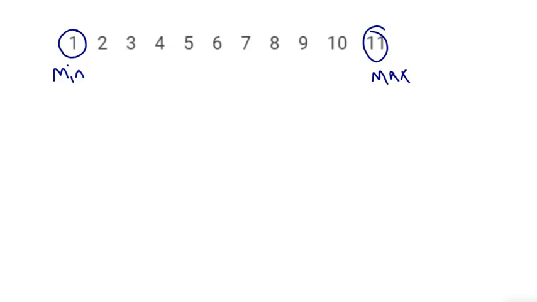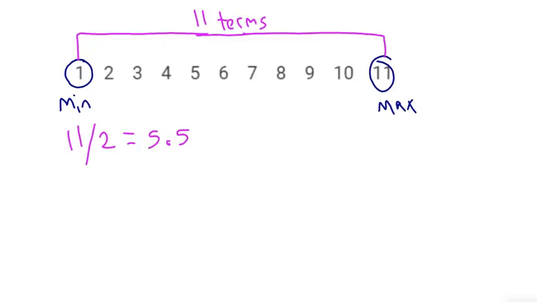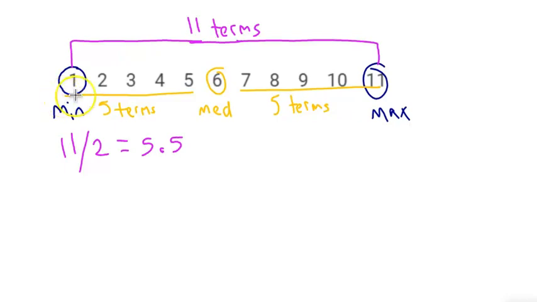To find the median, I'm going to split my set in half. So I have 11 terms in total. Divide that number in half to get 5.5. This tells me that I need 5 terms on either side of my median. If I then mark off 5 terms from the left and 5 terms on the right, I notice that the 6 is left over in the middle. Therefore, the 6 is my median.